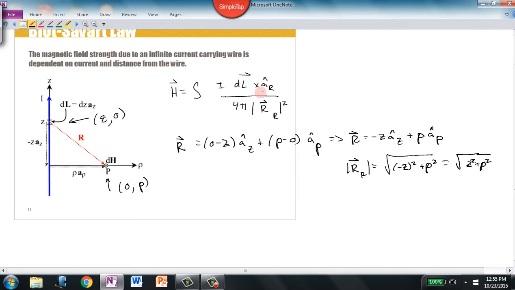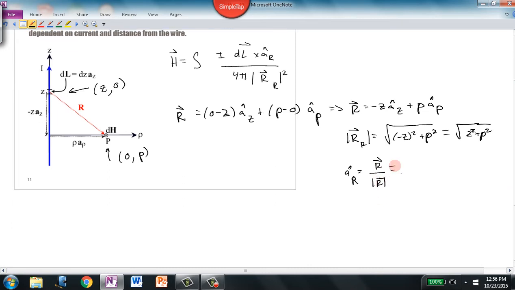What I can now do is determine what a hat r is going to be. A hat r is just r divided by the magnitude of r. All of these should look familiar to you from our videos on vector notation. So this is just going to be minus z over the square root of z squared plus rho squared a hat z plus rho over the square root of z squared plus rho squared a hat rho. And so now we've got the unit vector a hat r.